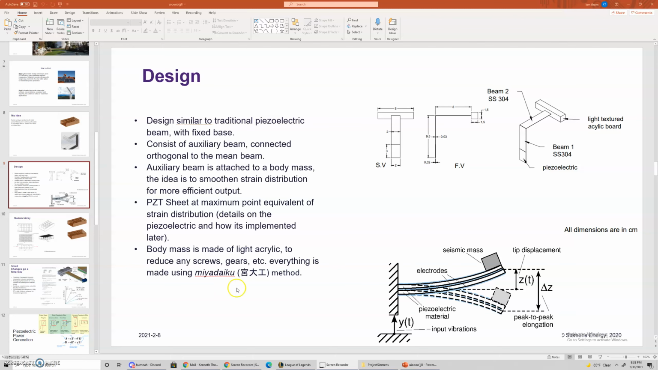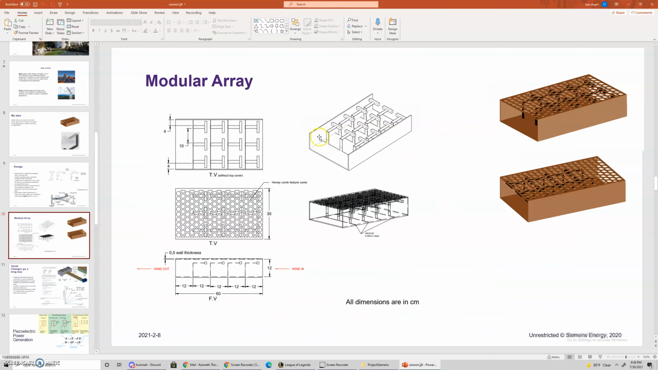To the right here, you'll see my proposed design made in AutoCAD. It consists of a two-beam cantilever with a body mass head and a piezoelectric biomorph at the base. These harvesters will then be applied into a modular array of 4x3. These work much like a solar cell.